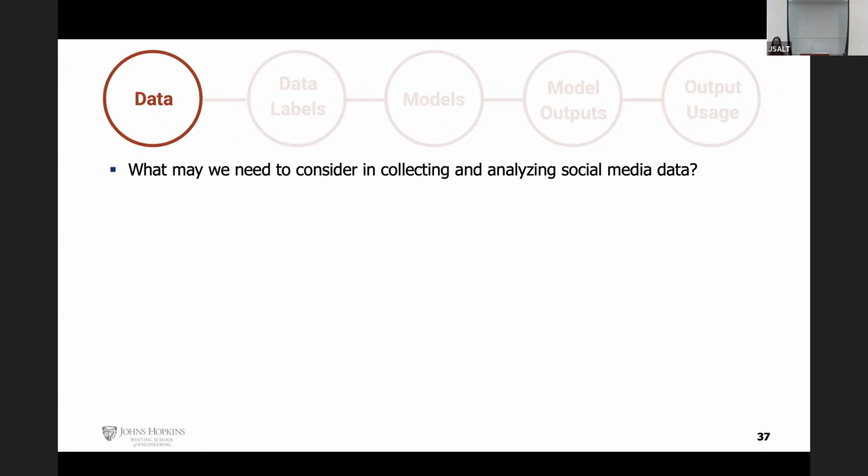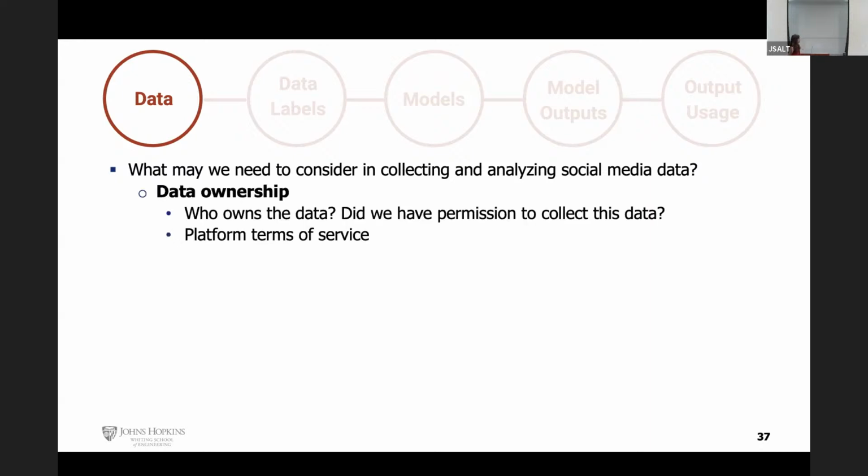Yeah, like privacy, right? Was this shared publicly? Even if it was shared publicly, did the person who posted it know that a researcher was going to come along and collect it? So I think we can summarize this as who actually owns the data. Were we allowed to collect it when we did this collection? Some of that is from the standpoint of who made the post, but also at the platform level: did we abide by the platform terms of service?